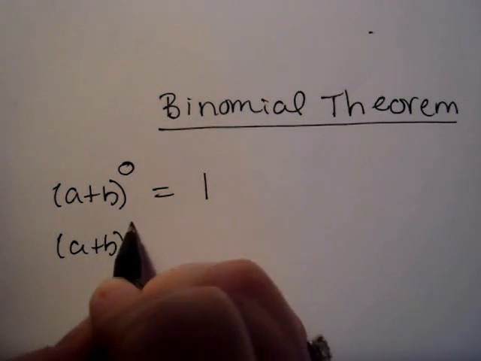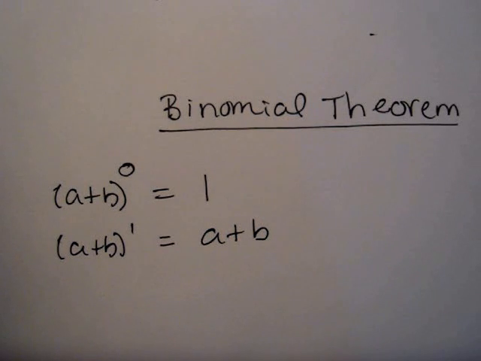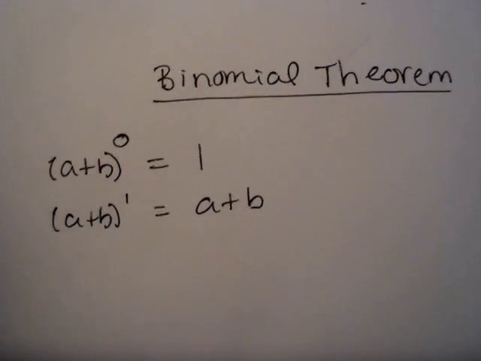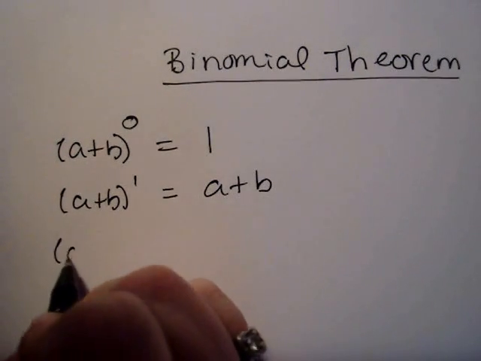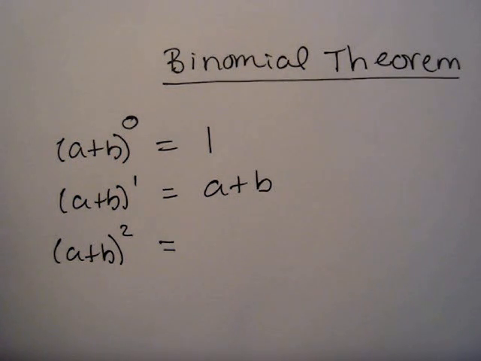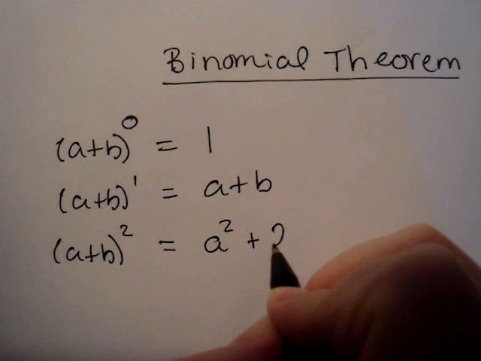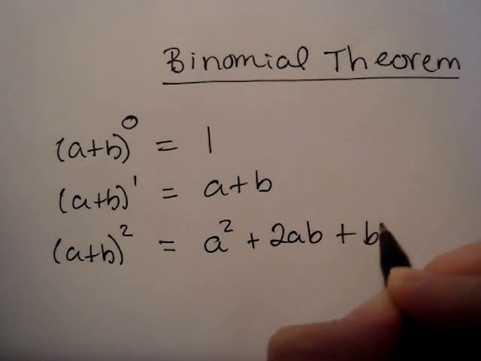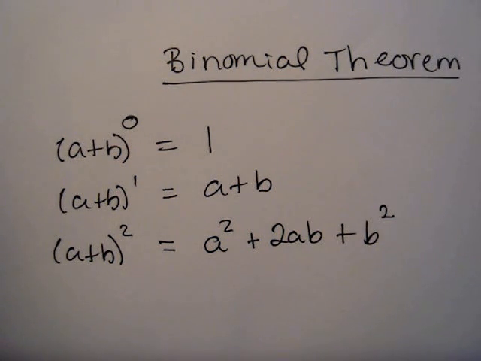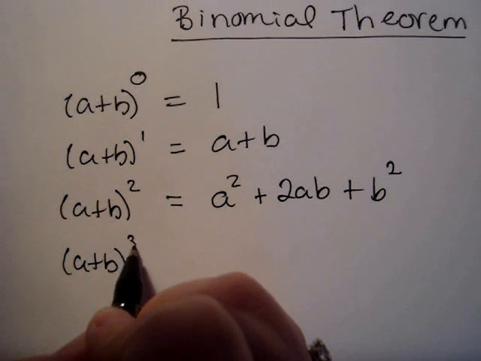Okay, let's do the next one. A plus b raised to the first power. Well, that'll just be a plus b. Okay, that's interesting. Next, a plus b quantity squared. Now we know this one. You know you're supposed to FOIL stuff out, right? Multiply it, and what we end up with is a squared plus 2ab plus b squared. Okay, that's interesting. Now let's do a plus b to the third.